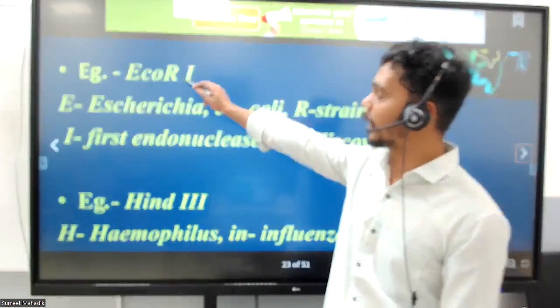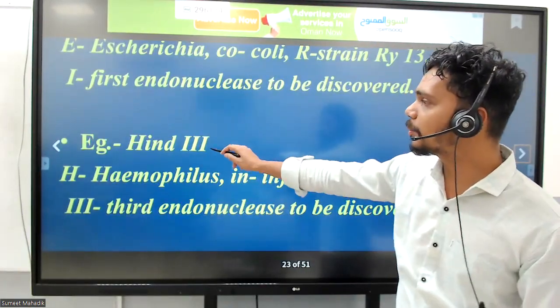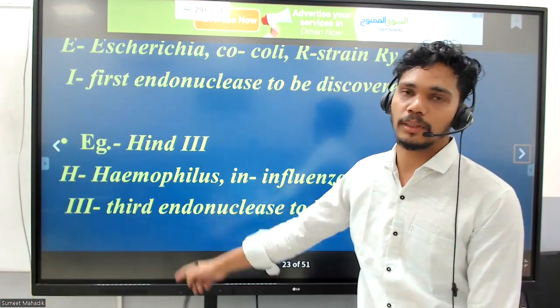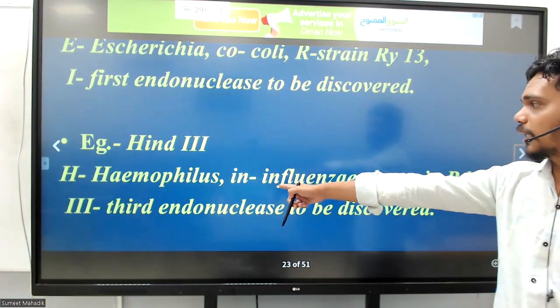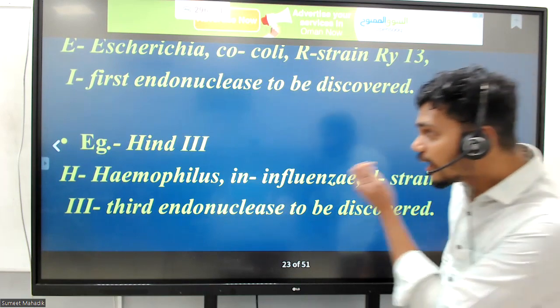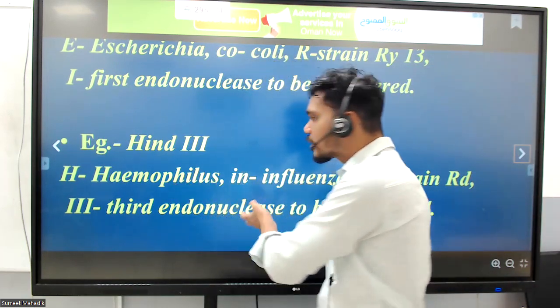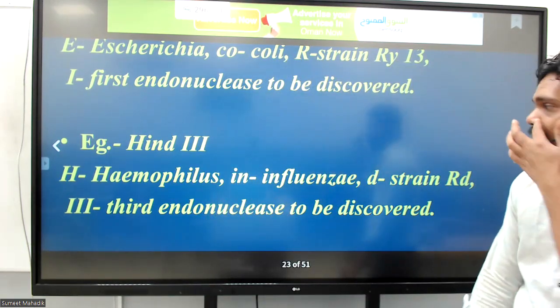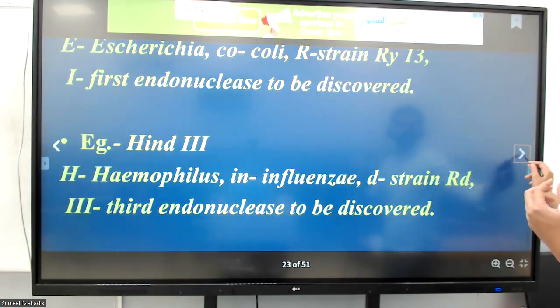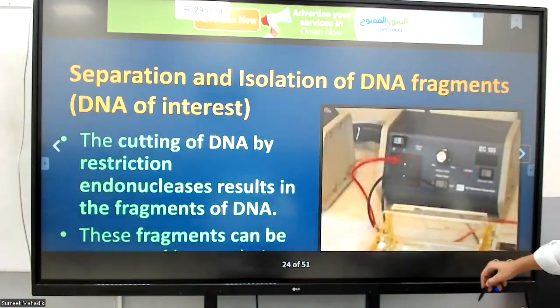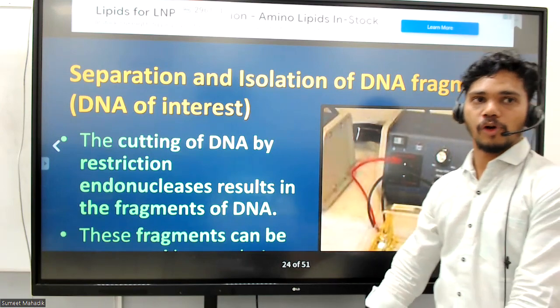So the first endonuclease was this. HindIII, 3 means what? The third endonuclease was discovered. Haemophilus influenzae. Can you see that? Haemophilus influenzae. These are the strains, examples of that.